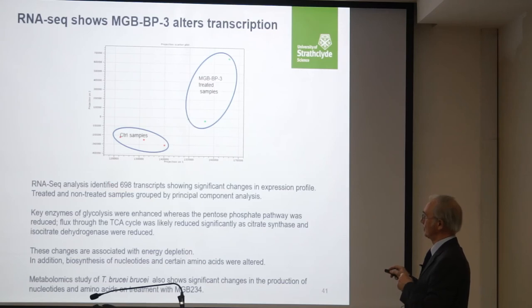A lot of transcripts were identified, and when they dug into the bioinformatics, it turned out that enzymes associated with glycolysis were enhanced, flux through the TCA cycle seemed to be significantly reduced, and a number of results were consistent with energy depletion, together with a reduction in the biosynthesis of certain nucleotides and amino acids.